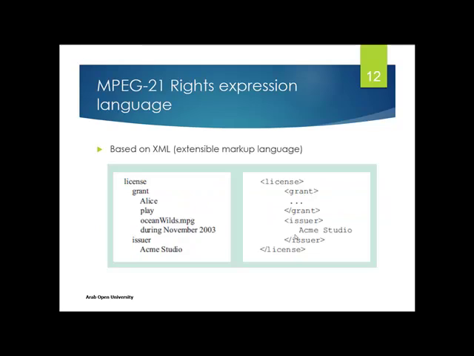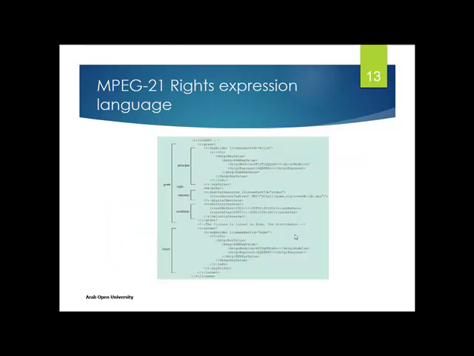We have an important standard that deals with digital rights management, which is MPEG-21, known as REL, for Rights Expression Language. It is XML based. It explains how a license can be written in a structured way to allow interoperability of different hardware or software dealing with DRM.